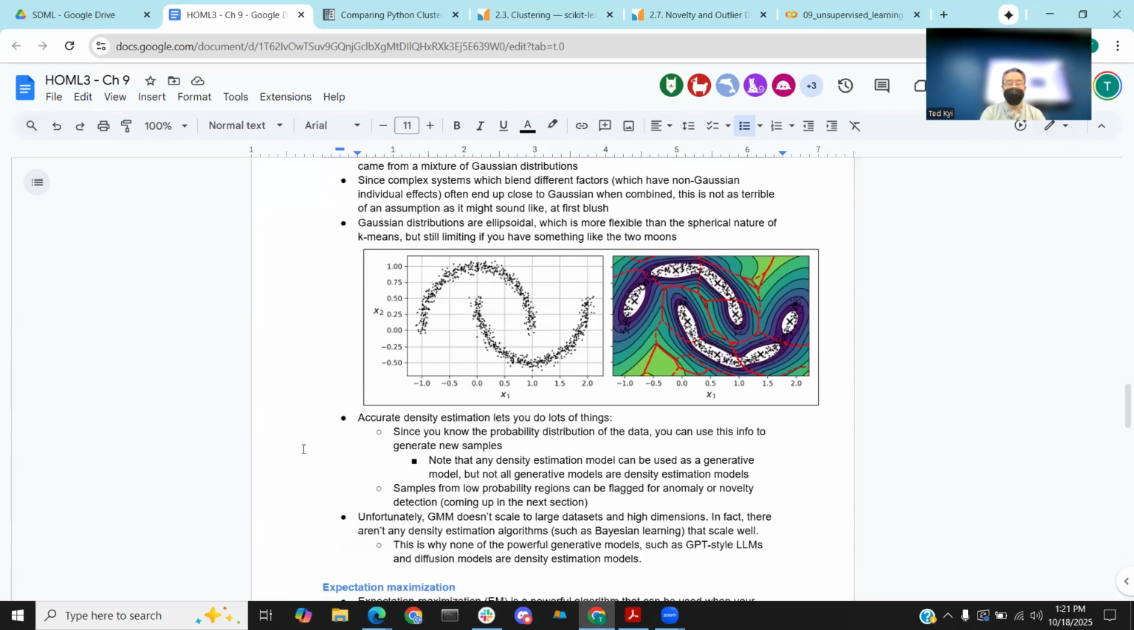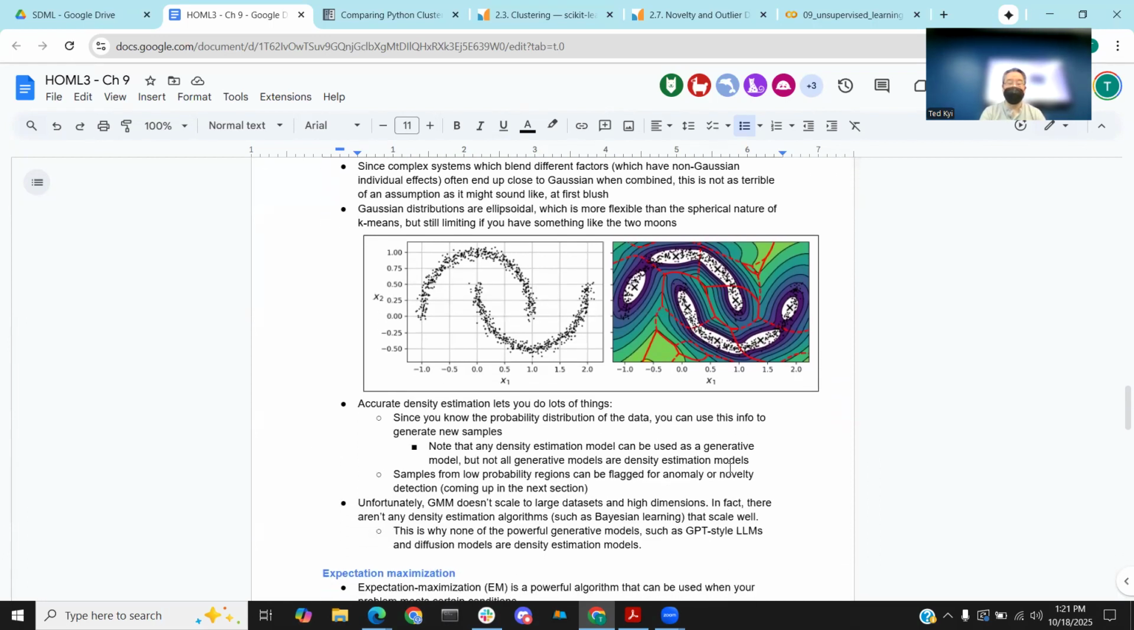So for example, if you are looking for anomaly detection, okay, you can just simply say, if it's high probability, it's probably not an anomaly, and if it's super low probability, that's where we're going to inspect it further. The problem is that Gaussian mixtures do not scale to very large problems, to very high dimensions. And in fact, the reality is there is no algorithm that scales to high dimensions, okay?